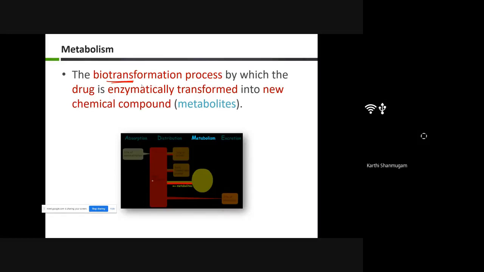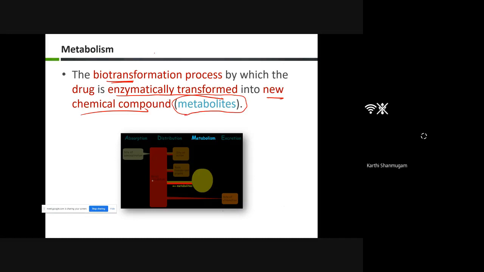It's not movement from one part of the body to another part. It's a kind of conversion of the drug molecule, a change in the structure of the drug molecule from its original form into some other form. So it's an example of a transformation process. Biotransformation is the process by which the drug is enzymatically transformed into new chemical compounds. The new chemical compounds generated because of the enzymatic transformation are called metabolites.